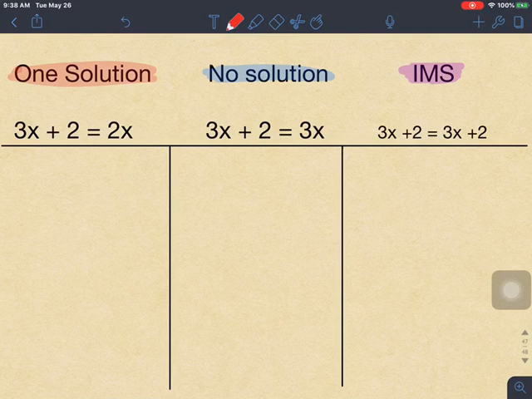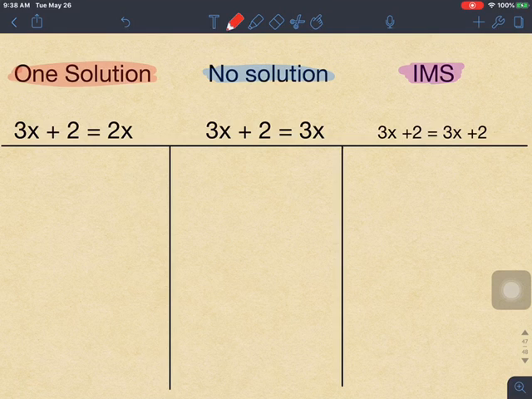The one on the left, the one solution, is what you've been doing. You've been finding the correct value for x that would make this particular problem true. In other words, making the left half equal to the right half. Okay? So it makes it balance out.